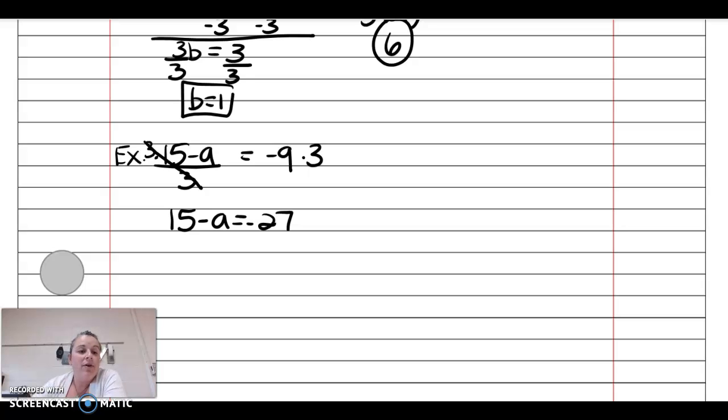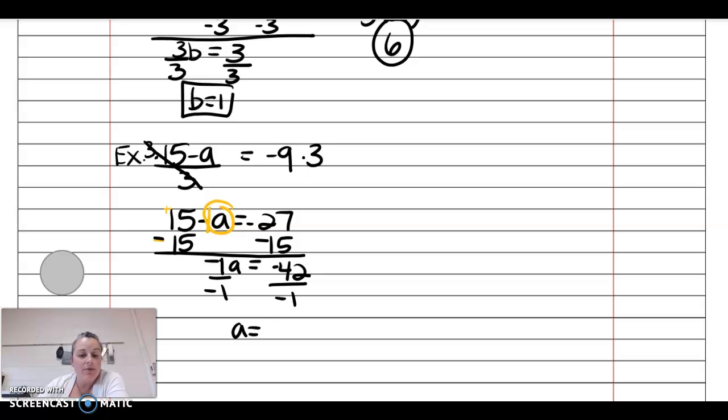All right, so we're going to find our variable. Looks like we've added 15, or 15 is positive, and then this is a negative 1a, so it's multiplied by negative 1. Let's get rid of this plus 15 first. So I'm going to subtract 15 from both sides. So I get negative 1a is equal to negative 42. And a is multiplied by negative 1, so we're going to divide by negative 1. So I get a equals positive 42.